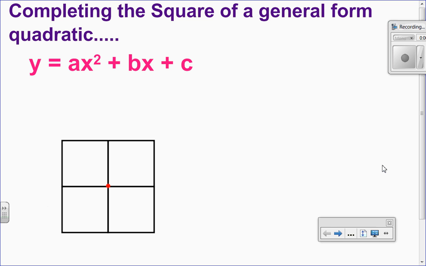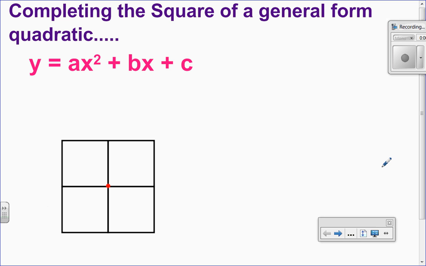Hello, Matthews Gatos here. In this video, we're going to complete the square of a general form quadratic and then solve it and show that it results in the quadratic formula. So first of all, we have a general form quadratic, y equals ax squared plus bx plus c, and I'm going to start by completing the square.